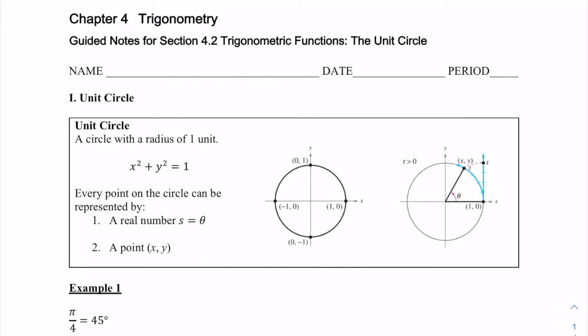The definition of a unit circle is that it's a regular circle, just like you're used to seeing, and the radius is 1 unit. So when we write the equation of the circle, it'd be x squared plus y squared equals r squared, but since r is 1, it'll just equal 1. There are two ways that we can represent any point on the circle. We can use the angle or the arc length, and we can also use a point, just like we're used to using coordinates x and y.